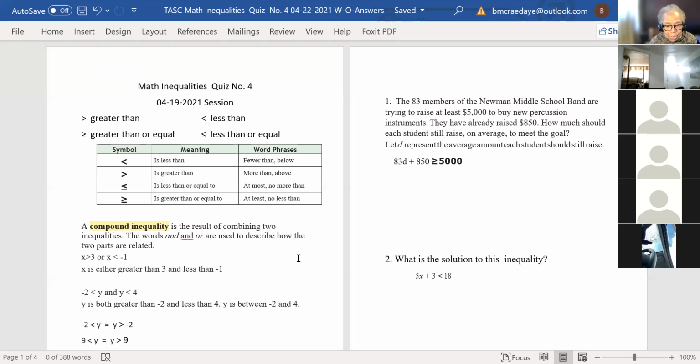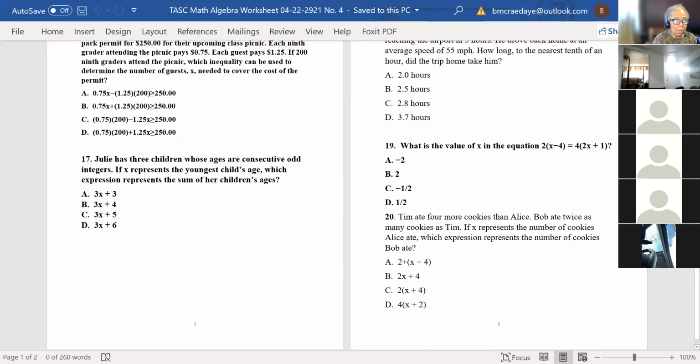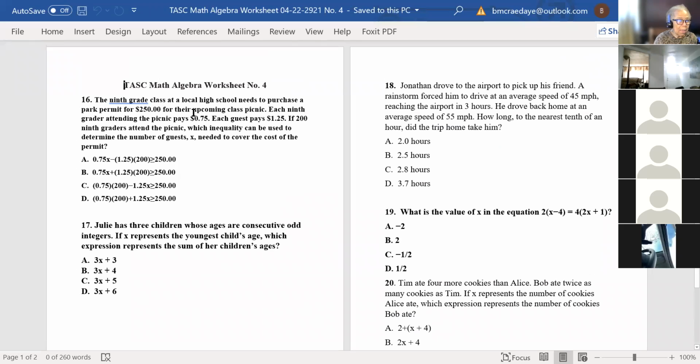But before we leave, I wanted to go to the algebra because Alva, you sent me that algebra. So I wanted to look at it. Alva, you had this one correct. Does everybody see TASC math algebra worksheet number 4? Oh, that's great.